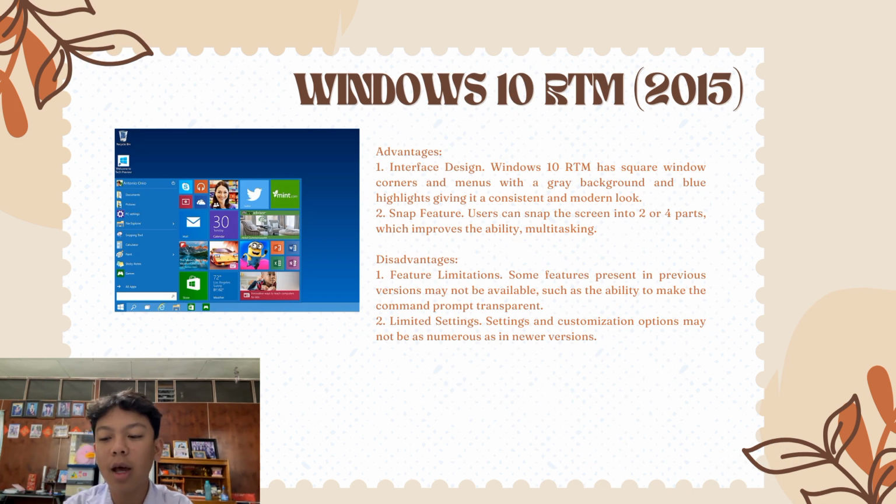Windows 10 RTM in 2015. Advantages: 1. Interface design. Windows 10 RTM has square window corners and menus with a gray background and blue highlights, giving it a consistent modern look. 2. Snap feature. Users can snap the screen into 2 or 4 parts, which improves the ability to multitask.